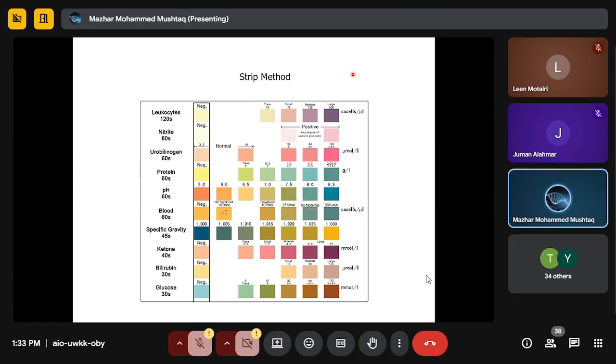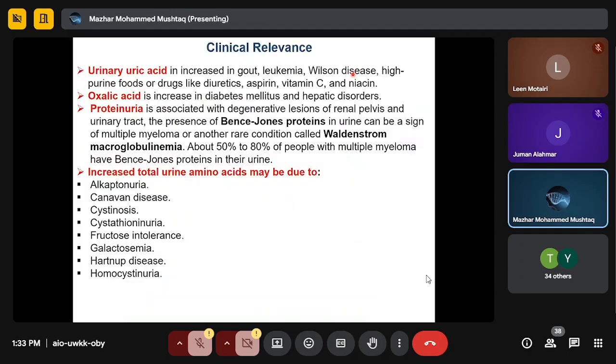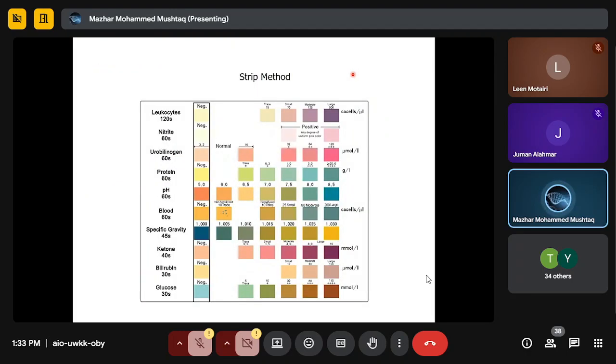So this is what is actually done nowadays to read the specific parameters in the urine by using this dipstick method. It is also called the strip method or stick method. Any questions still here? Yes, I do have. Yes, please.